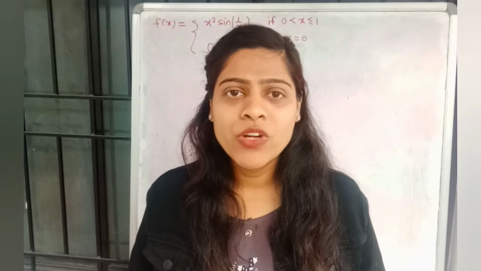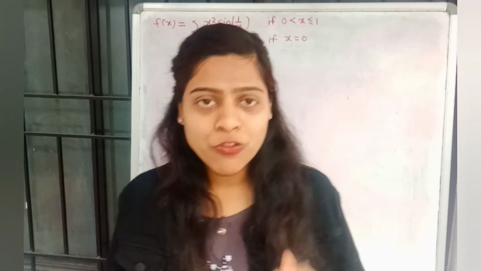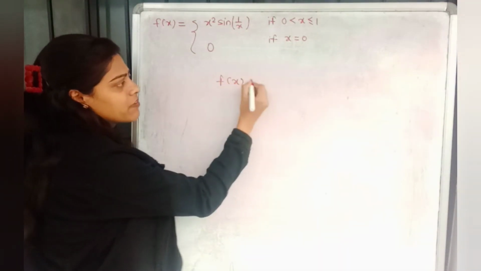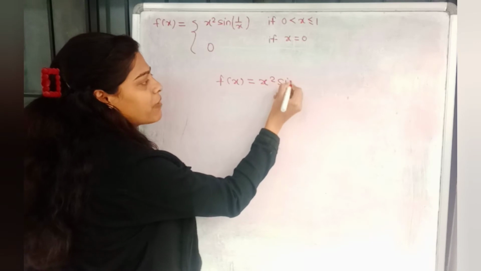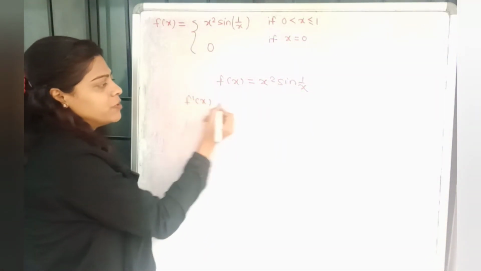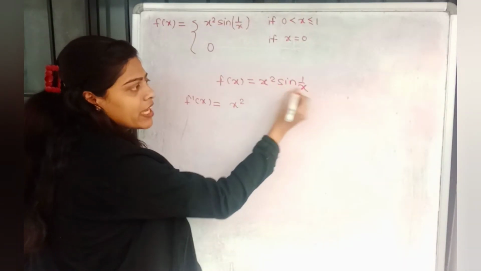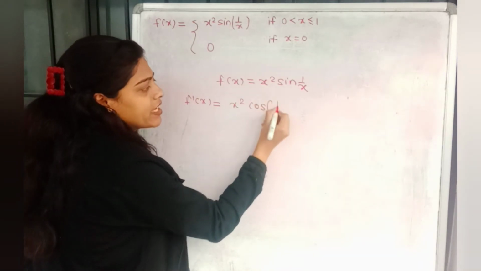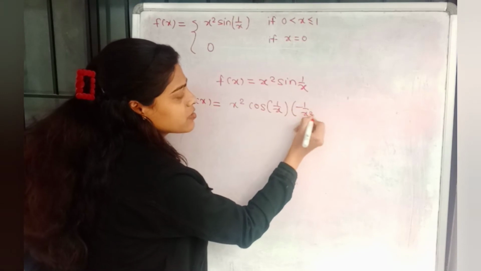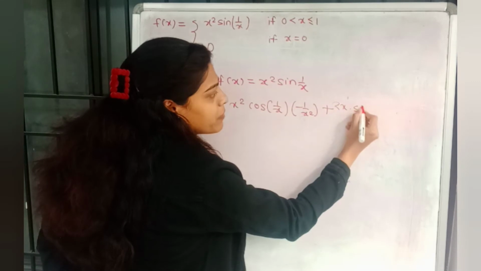So lastly, we only have to check whether f of x has a bounded derivative or not. For that purpose, we consider f of x, that is f of x is equal to x square sine 1 by x. When we take its derivative, that is f dash of x is equal to, use the product rule: x square as it is, sine 1 by x, its derivative is cos 1 by x, and the derivative of 1 by x is minus 1 by x square, plus derivative of first, that is 2x, into sin 1 by x as it is.